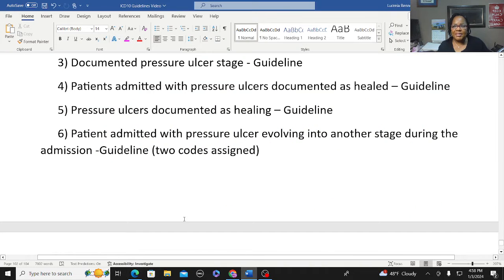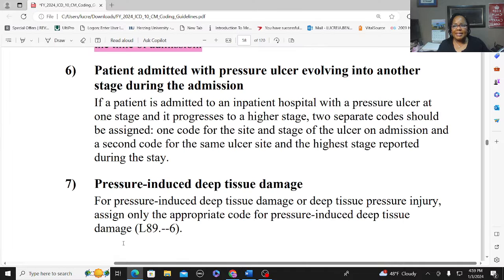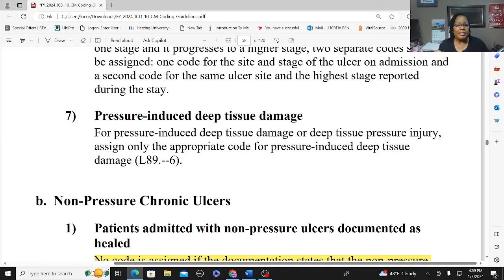That leads us to number 7. Pressure-induced deep tissue damage, straight from the guidelines. For pressure-induced deep tissue damage or deep tissue pressure injury, assign only the appropriate code for pressure-induced deep tissue damage. And that's going to be found in L89 and then the last digit 6.